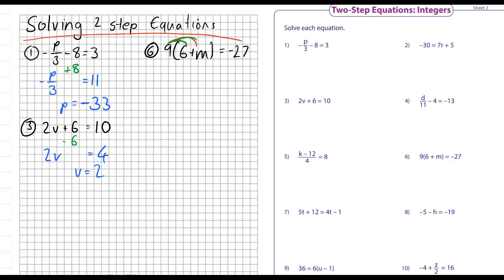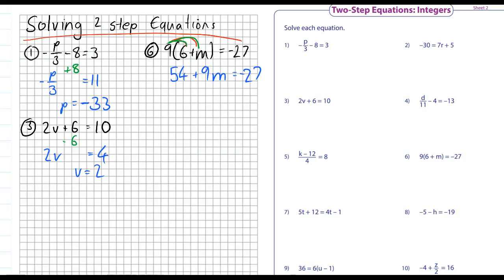So times the 9 by 6 and the 9 by m. And I'm left with 9 sixes, which are 54. And then 9 times m is 9m. And I've still got my equals minus 27, but I haven't done anything to it.